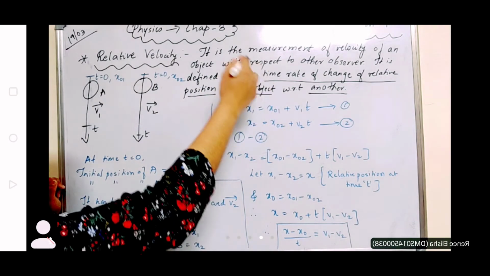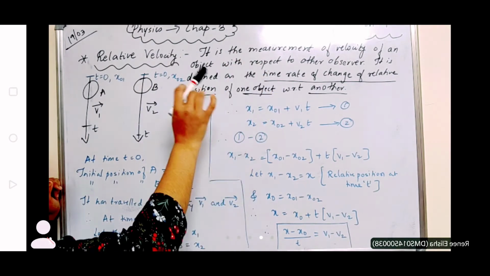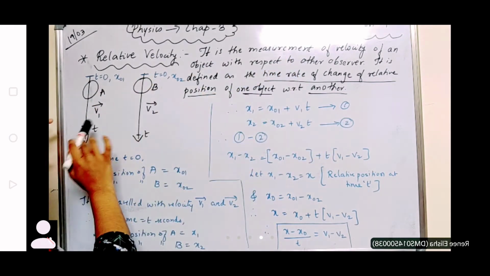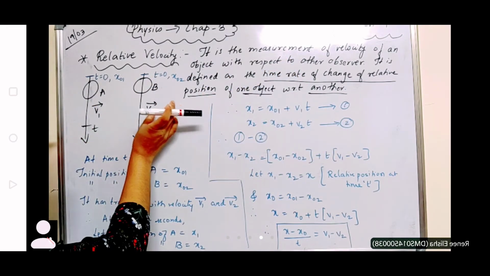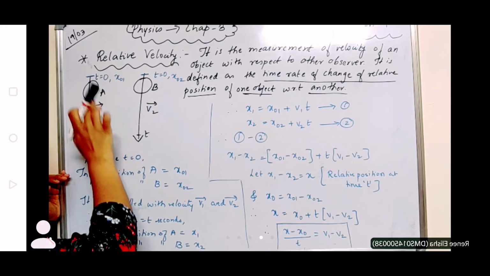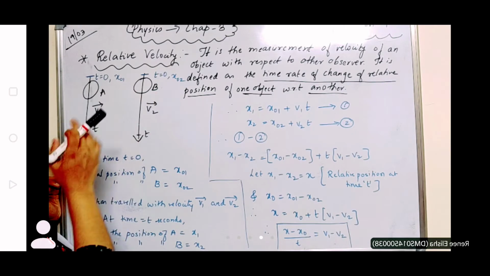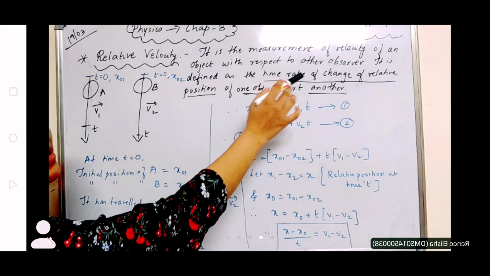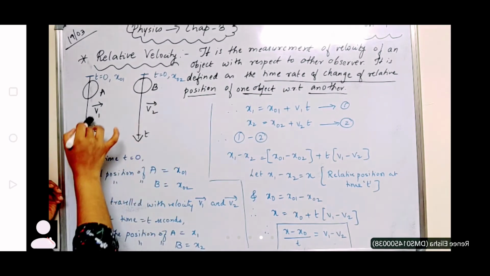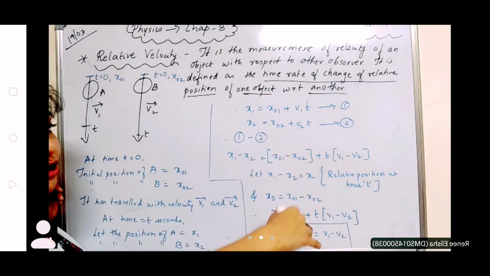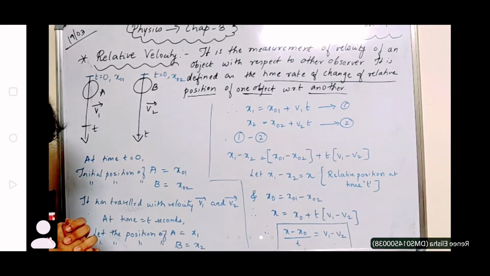Understood, children, what this definition means? It means that it is a measurement of the velocity of an object with respect to another. Suppose this is the observer, with respect to this, what is the relative velocity? Or if this is our observer, relative to this, what is the relative velocity of this object? So it is defined as the time rate of change of relative position of one object with respect to the other object. Let us deduce this equation of relative velocity now.